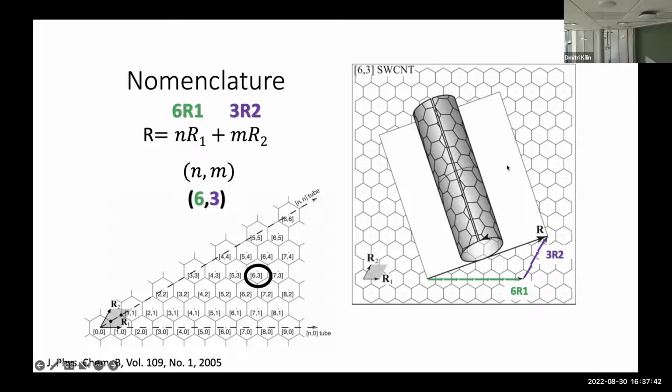So for example, in the image on the screen here, there are 6 units in the R1 direction and 3 in the R2 direction. So this would be a 6-3 carbon nanotube. The other figure on the bottom left-hand side of the screen shows some of the many different types of carbon nanotube chiralities that can be conceptualized, with the 6-3 one marked with a little black circle.